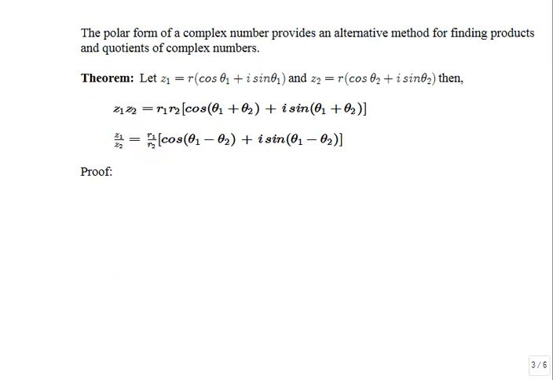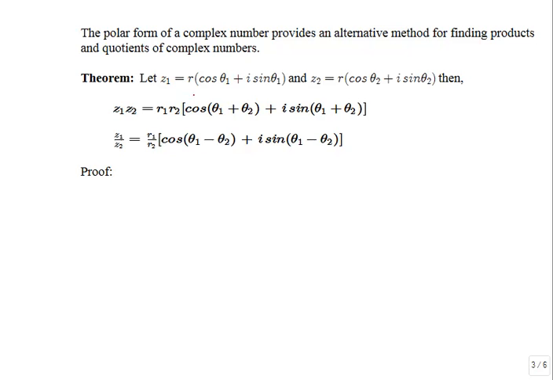Now, why do we care about this polar form? It's just as easy to work with the rectangular form. The reason we work with the polar form of complex numbers is because of a few theorems that we're now going to start developing. The polar form of a complex number provides an alternative method for finding products and quotients of complex numbers. So by changing a complex number into its polar form, you can pretty easily multiply any complex numbers together and very easily divide complex numbers together. It's much easier to do it in its polar form than it would be in its rectangular form.